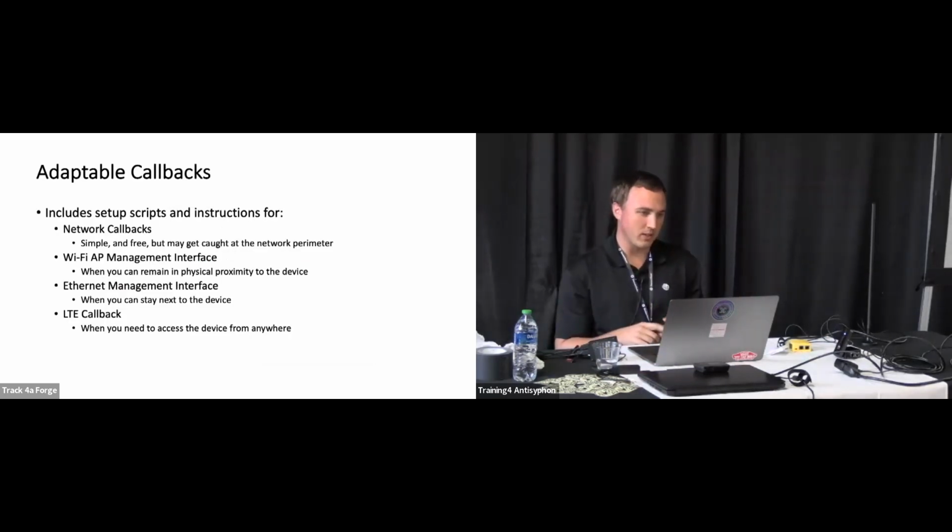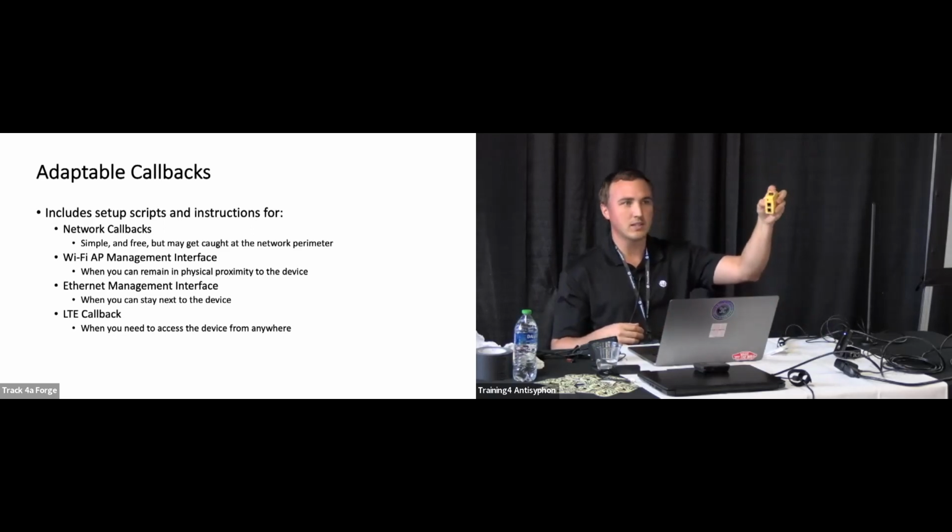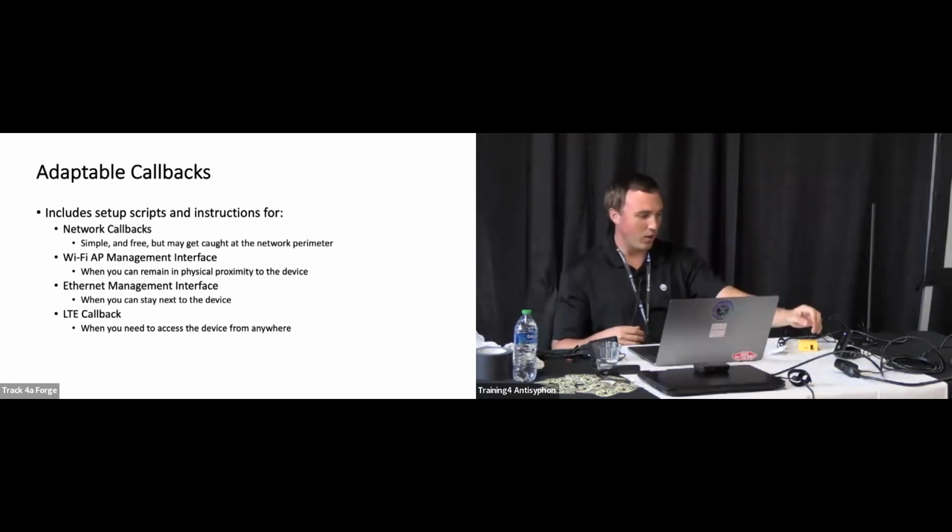Adaptable callbacks, as I mentioned, so you can always just do a network callback with this, a classic reverse SSH connection. You run the chance of getting caught at the network perimeter, as I mentioned. This one is set up with a basic Wi-Fi access point. So if you're within range of this, you can basically use this as your own rogue AP to get onto their network. As I mentioned, that also could be detected with something like Air Marshal.